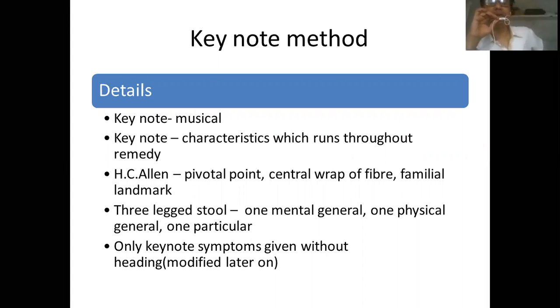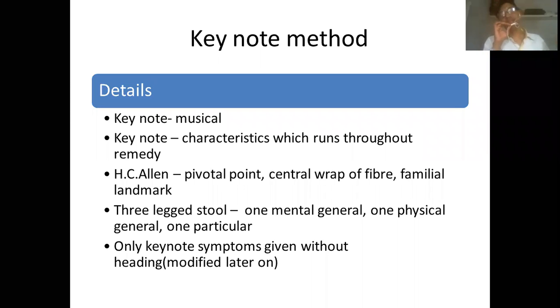So you understand what is the meaning of keynote. Then stalwarts like Constantine Hering again explain this keynote method by using the term three-legged stool. Now, what is this three-legged stool? It is nothing but a mixture of one mental general, one physical general, and one particular symptom of a remedy. These three symptoms will usually become the keynote of a remedy.